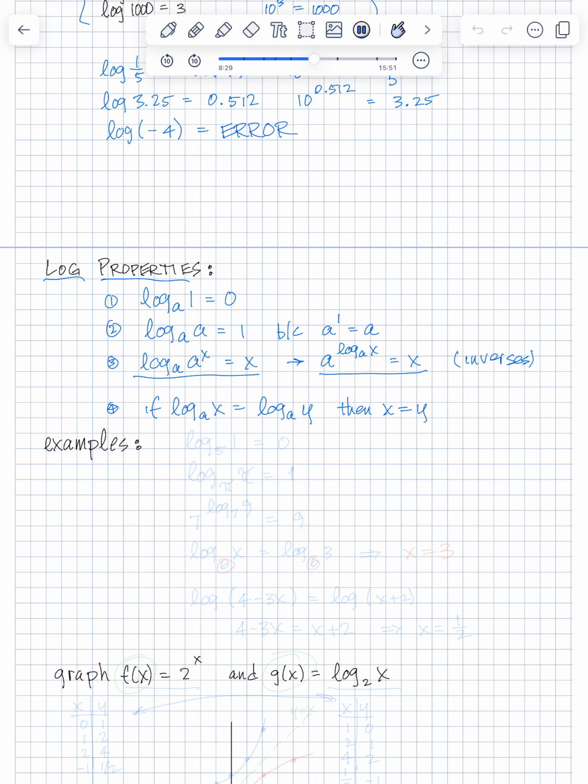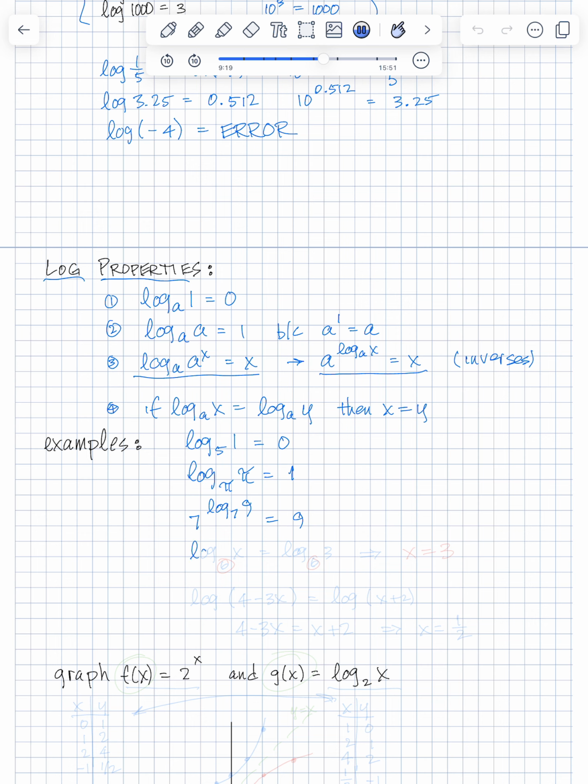Okay, the book has more log properties, and also the Math Bits handout has more log properties, but let's just do some more examples. So let's say log base 5 of 1, well, that's going to be equal to 0. Let's say log base pi of pi, well, that's going to be equal to 1. If we had 7 to the log base 7 of 9, that's going to be equal to 9.